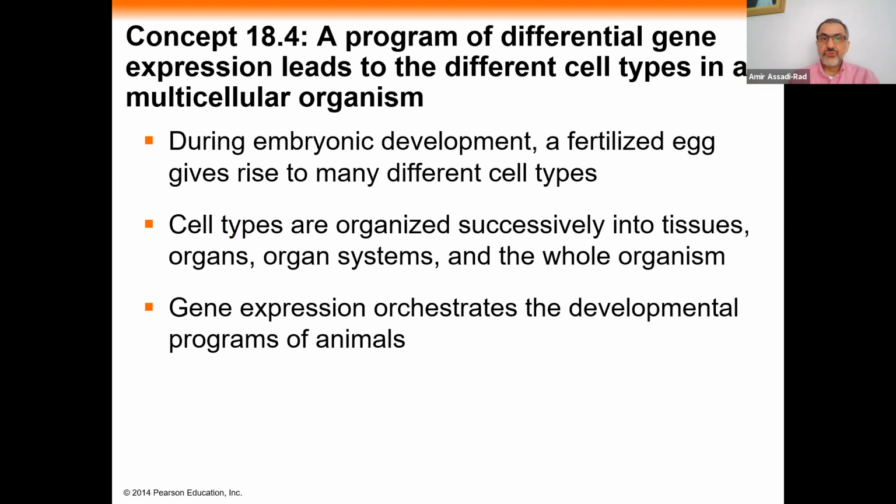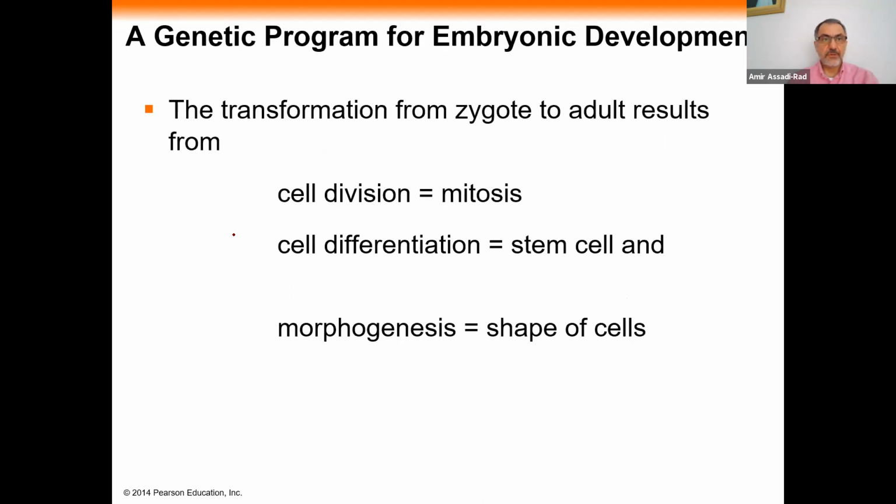That's next. During embryonic development, a fertilized egg gives rise to many different cell types. They say there are 200 different types of cells in our body. Cell types are organized successively into tissues, organs, and the whole organ system. Gene expression orchestrates the developmental programs of the animal.